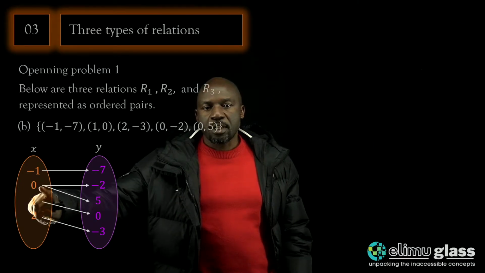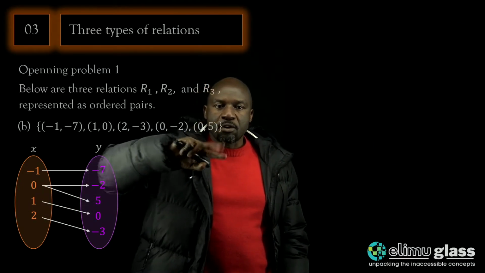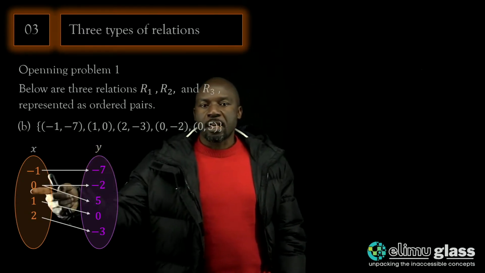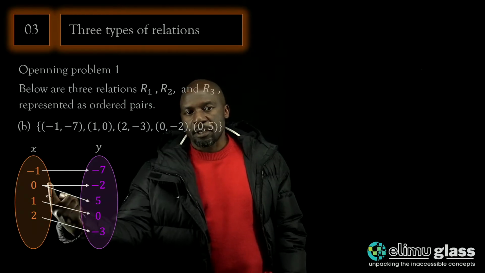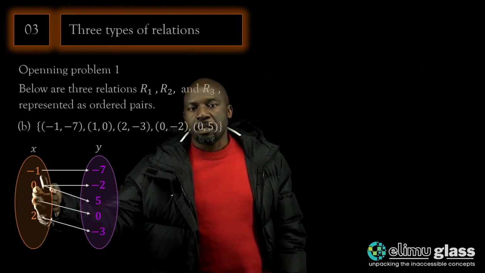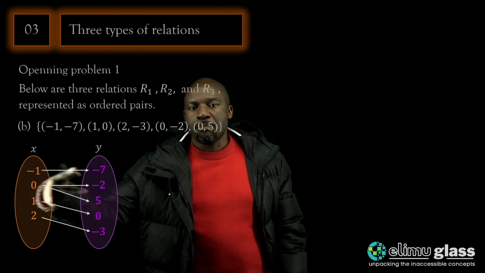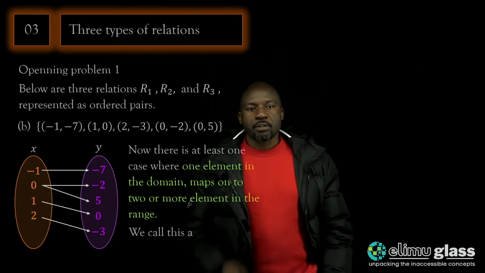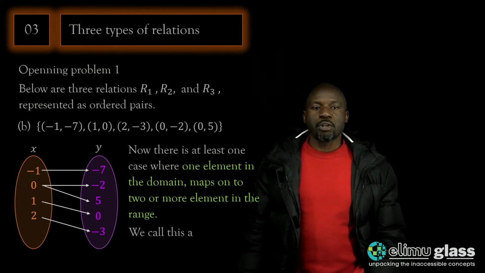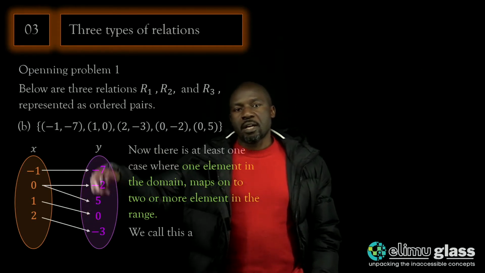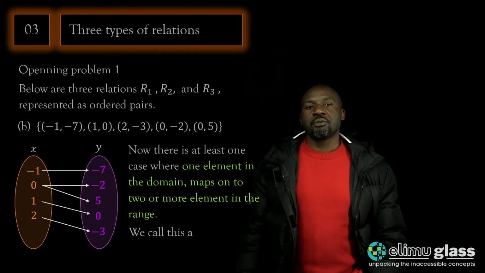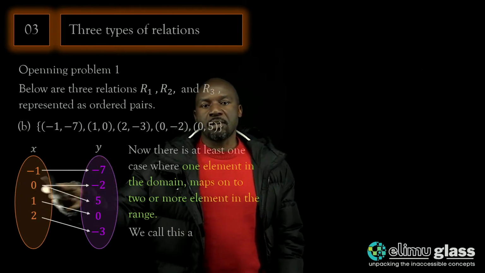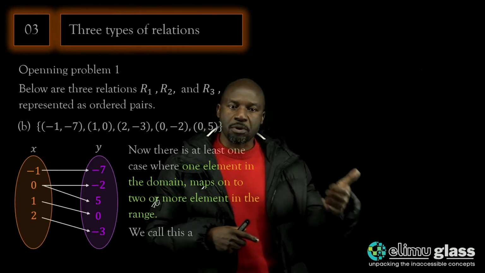But here now we have 0 splitting up and connecting to 2 elements in the output, okay? So at least in this particular case, one element in the input maps onto 2 elements in the output. Because of that, this kind of mapping or relation is referred to as a one-to-many. So in this case, 0 is mapping onto 2. It could have mapped into 3 and so on.